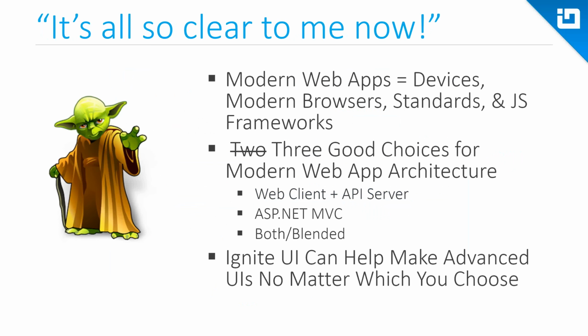So Bob, at this point, I hope it's clear, at least from an architecture point of view, what modern web is. It's all these things: devices, modern browsers, standards, JavaScript frameworks. You know that there are two or three, depending on how you look at it, good choices for modern web architecture. You can do the web client and the API server, which again I recommend. You can do the ASP.NET MVC approach, and you can do a blended approach, and no matter which one of these you pick, Ignite UI can definitely help you out with that.